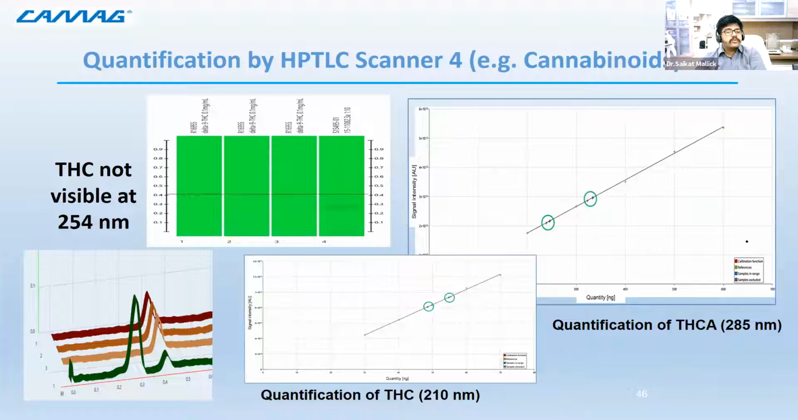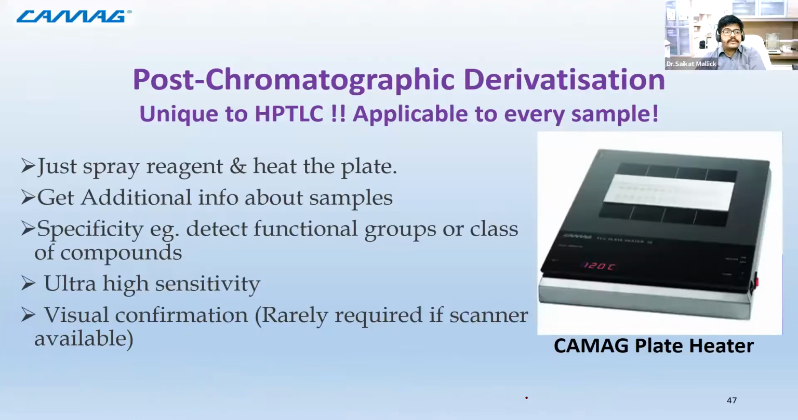The molecule is not visible in UV, but as we are scanning at a very low UV wavelength, 210, we are getting a response over there, and from that we can identify. So this can be effectively used.